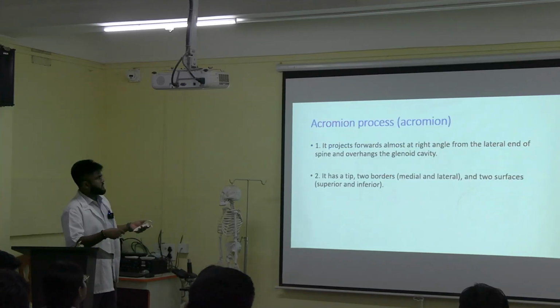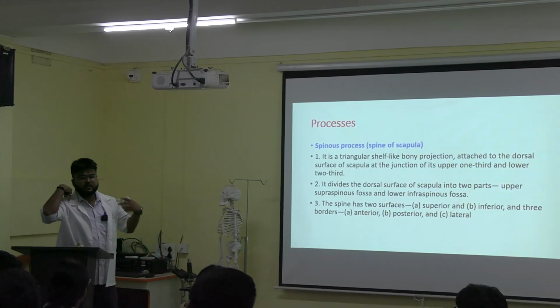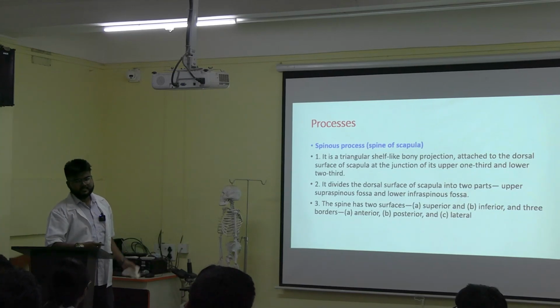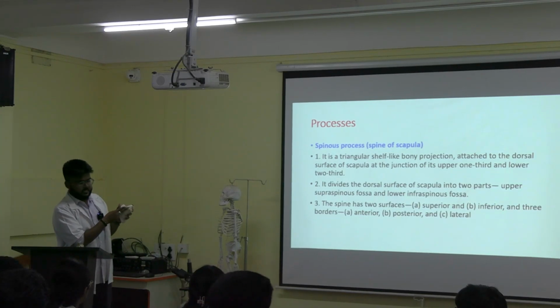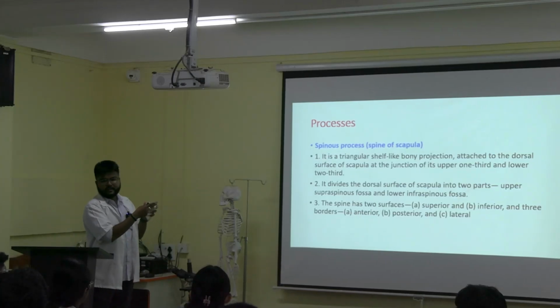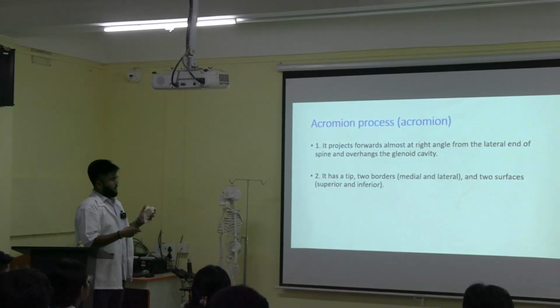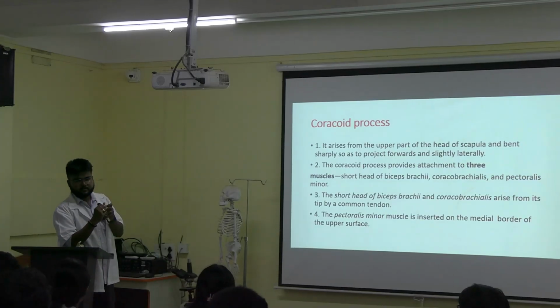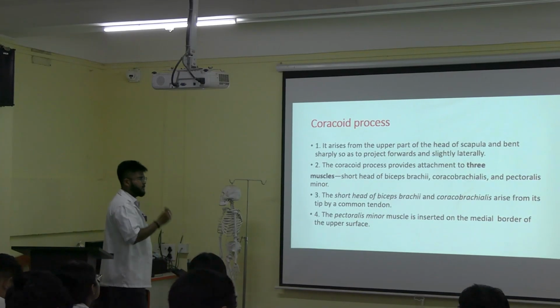Just write, in the spine, the upper lip, the trapezius muscle is attached, and in the lower lip, the deltoid muscle is attached. In the acromion process, only the deltoid muscle, in the lateral border. And another one is this coracoid process, right here, this point. This point is very much important.